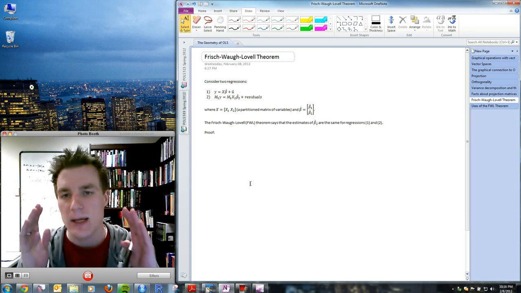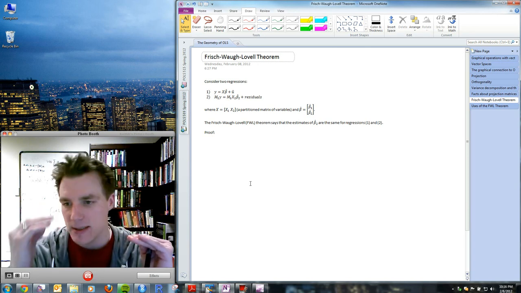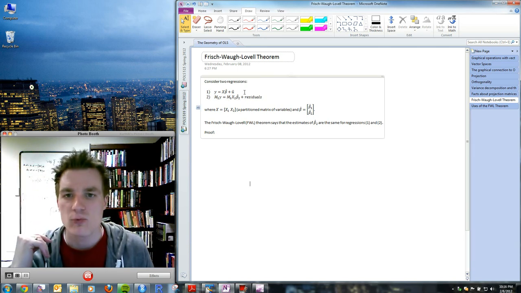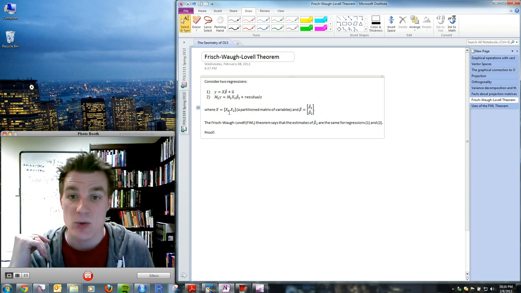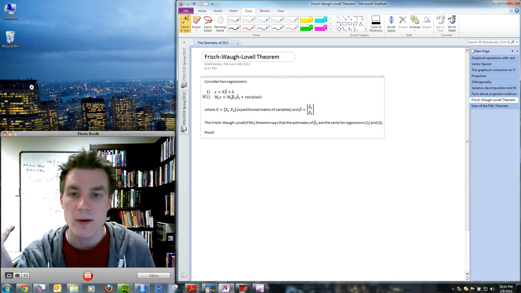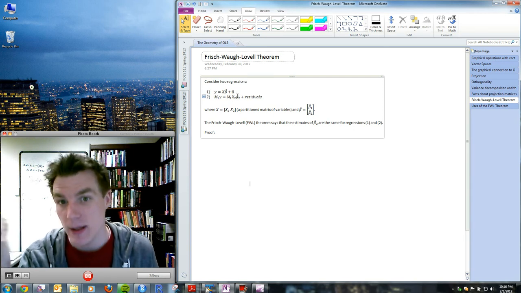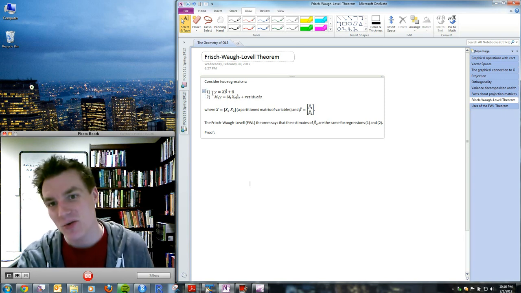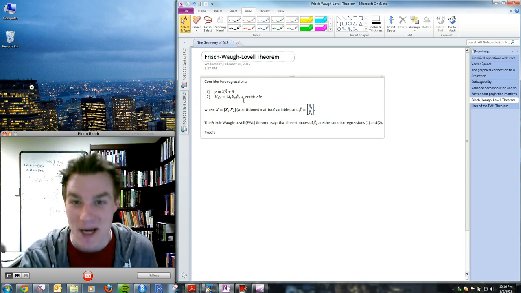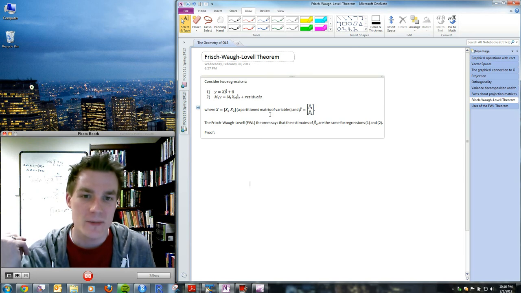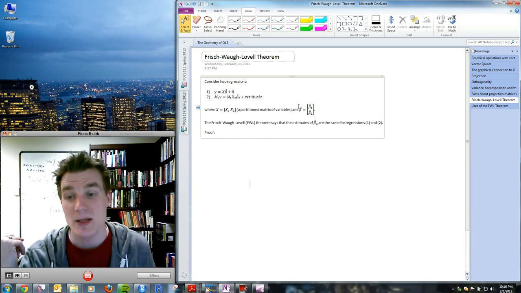What I'm saying here is, imagine we take the components of a data set and run y against x1 and then get the residuals out of that regression. Then we regress x2 on x1 and get the residuals out of that regression. Then we model the residuals from the first regression against the residuals from the second regression and get another whole model. The Frisch-Waugh-Lovell theorem says the estimates of beta 2 from this regression are the same as the estimates of beta 2 in the original regression.